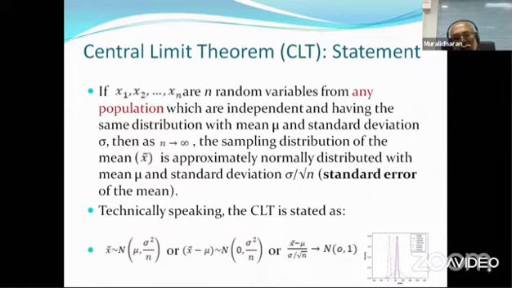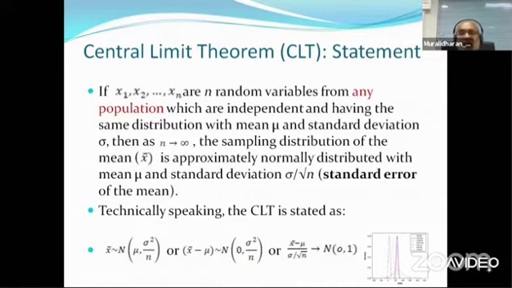This standard deviation sigma by root n is actually the standard deviation of the samples, and that's why it is called the standard error of the mean. So the standard error is nothing but the standard deviation of these samples. And the technical statement is, in that case, x bar is approximated as normal with mean mu and variance sigma square by n. Or if you standardize, x bar minus mu follows normal with mean 0 and variance sigma square by n. Again, further standardization: if you divide by sigma by root n, that will follow N(0,1).